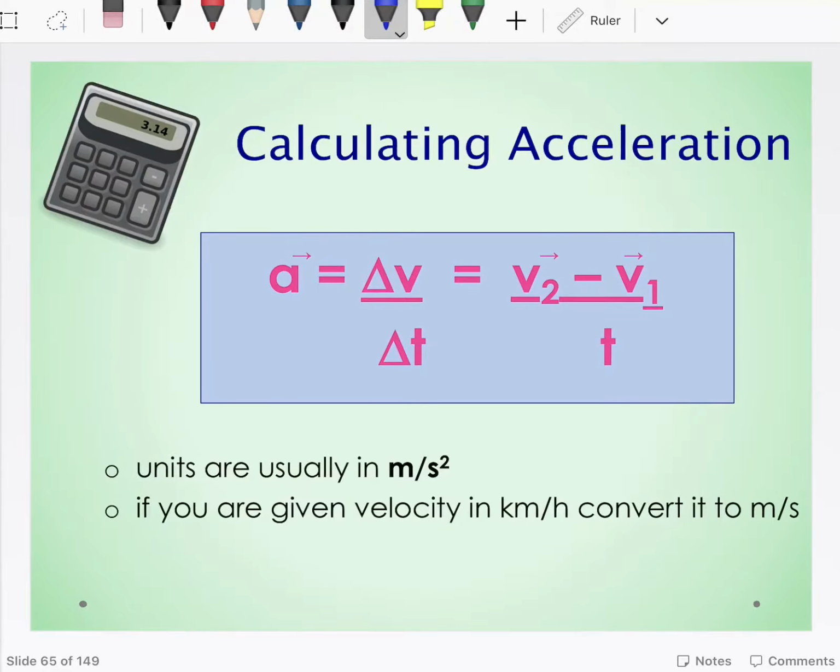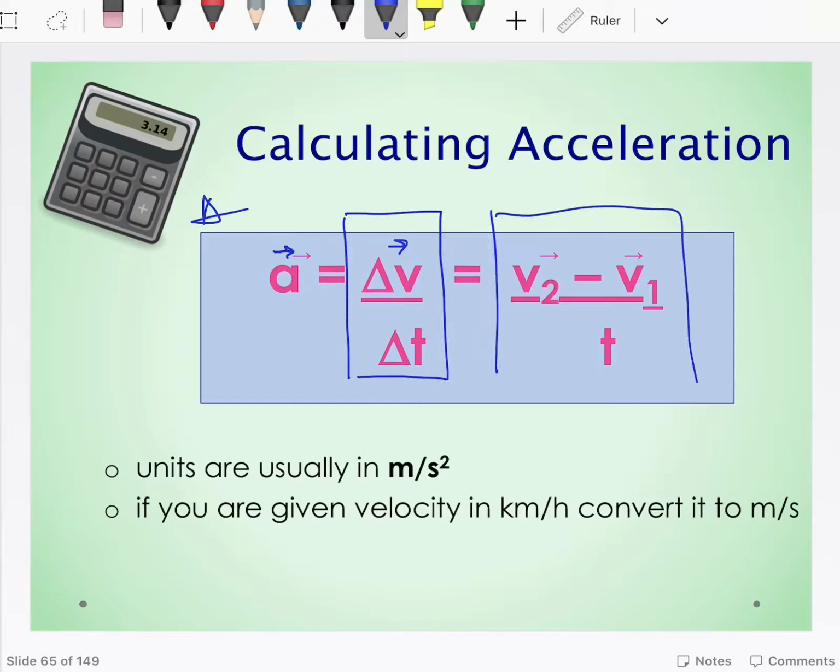All right, so what is our formula? Okay, A stands for acceleration. That arrow goes on top of the A. It should be there because it's a vector. Then it's about taking the change in velocity and dividing it by the change in time. You're going to need to know both of these kind of scenarios.